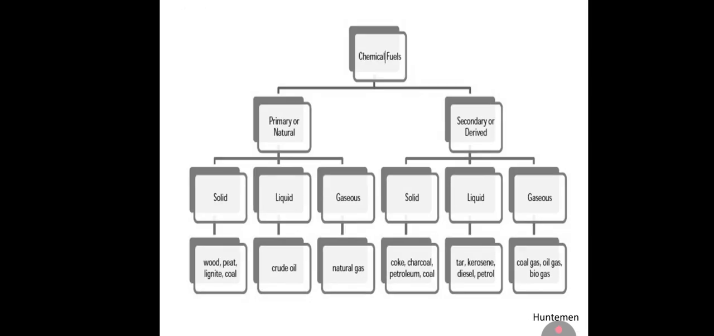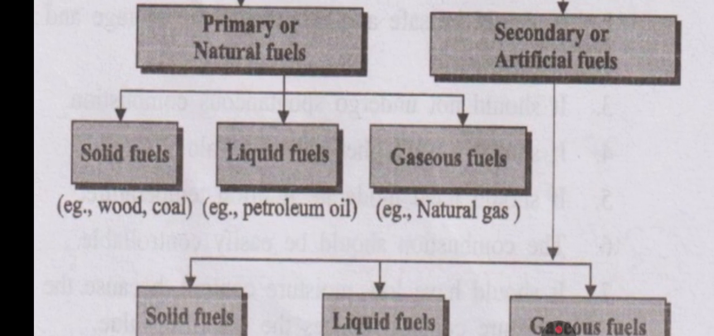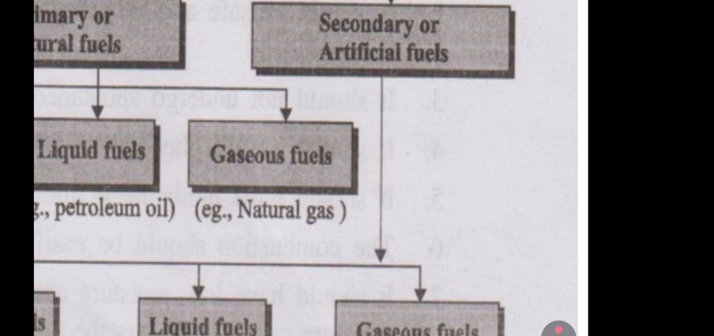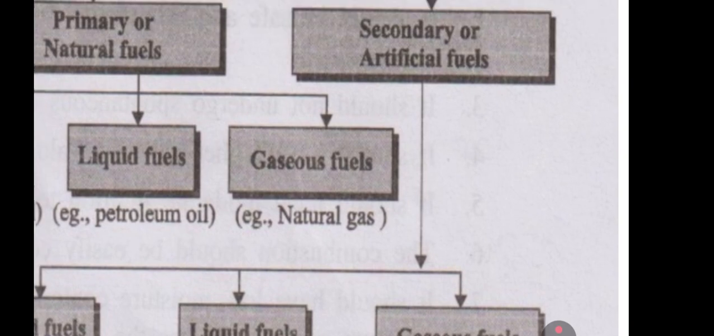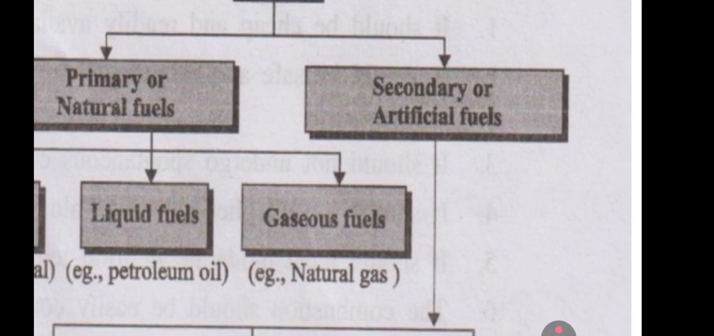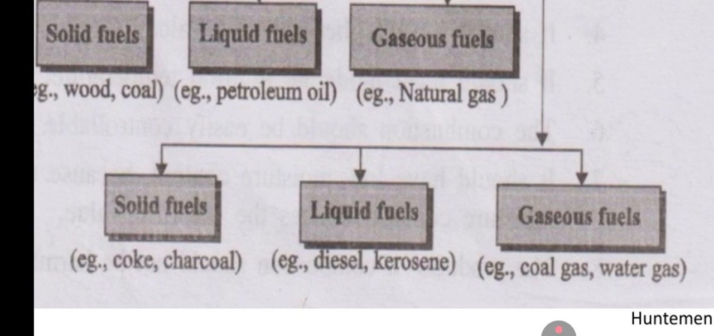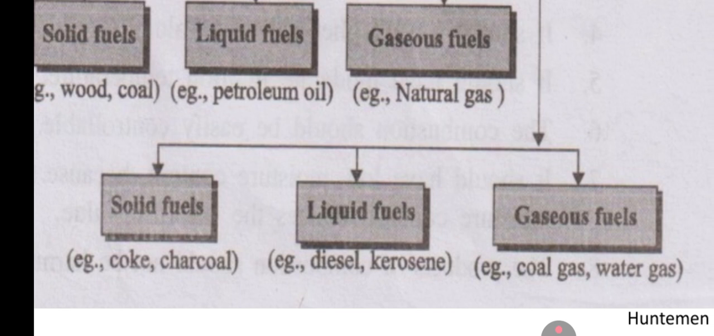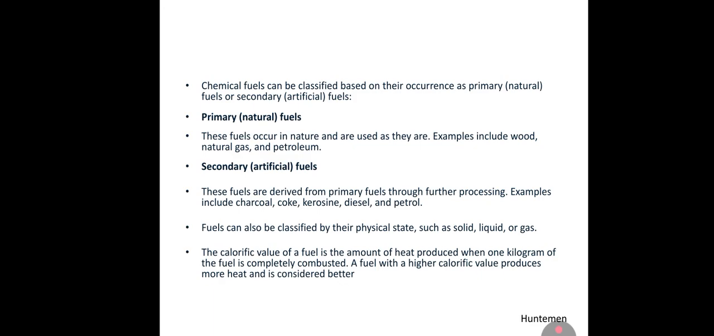Let's see other classification. In this place, we have primary like solid, liquid, and gas, and those are the examples. Let's check the secondary or artificial, which is the same thing as man-made. We still have solid, liquid, and gases, and the classification is very similar.